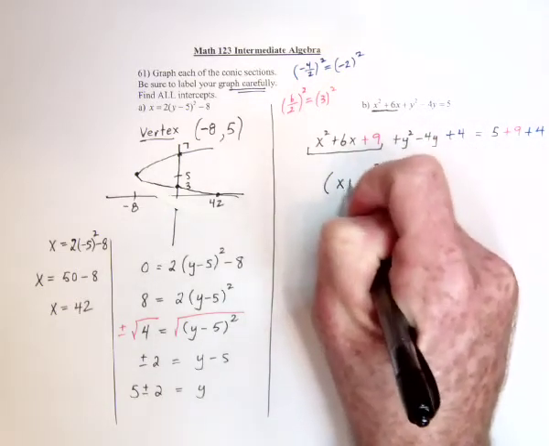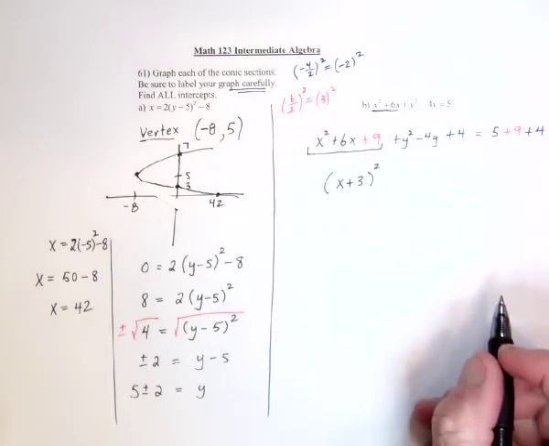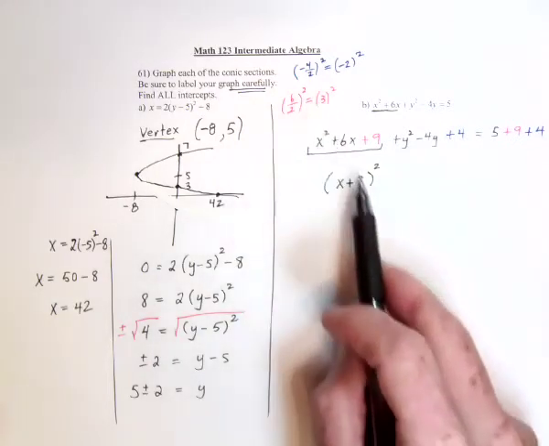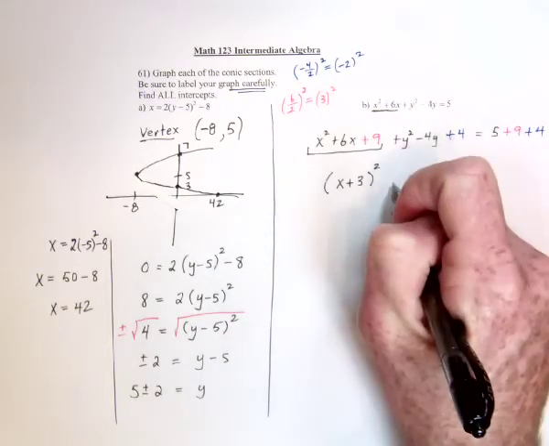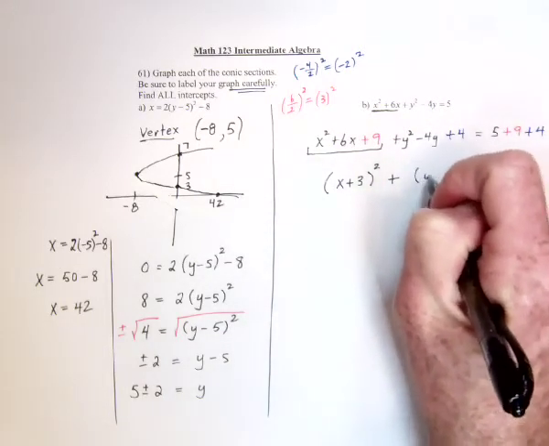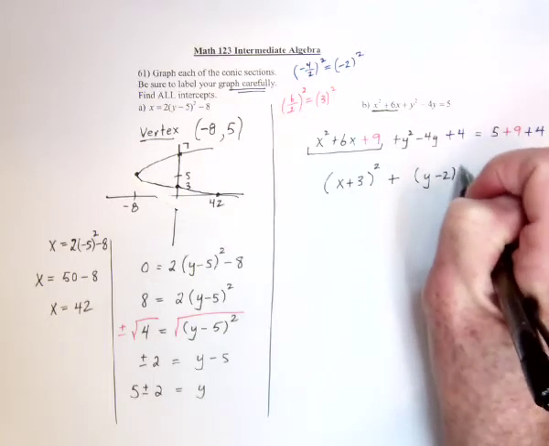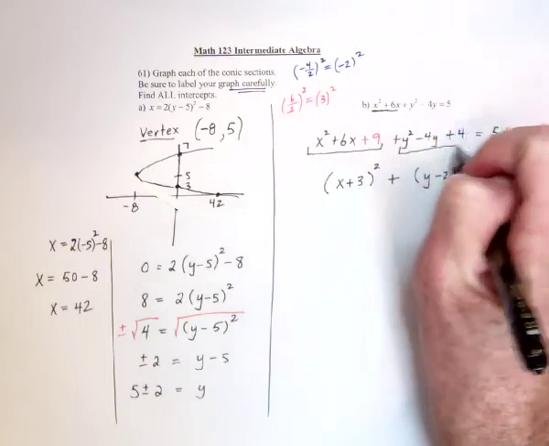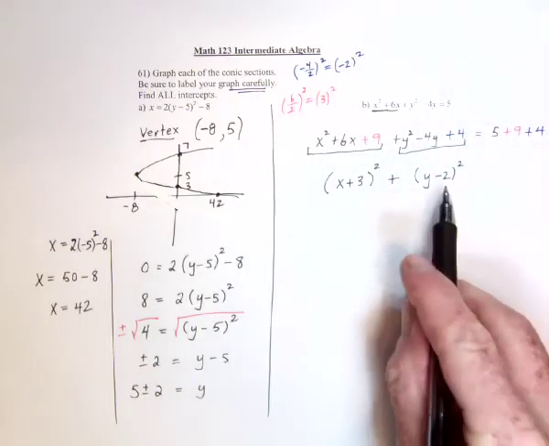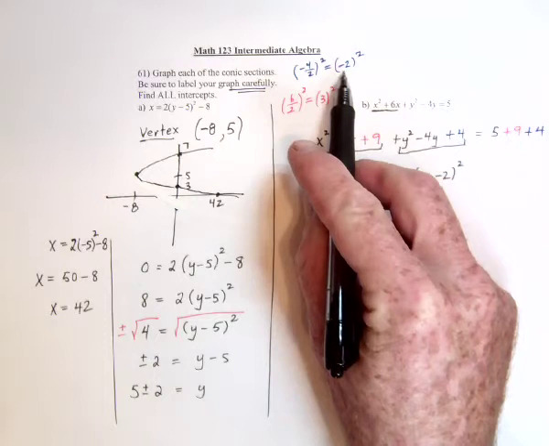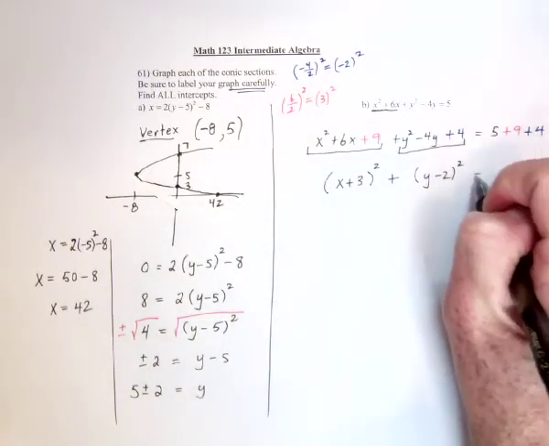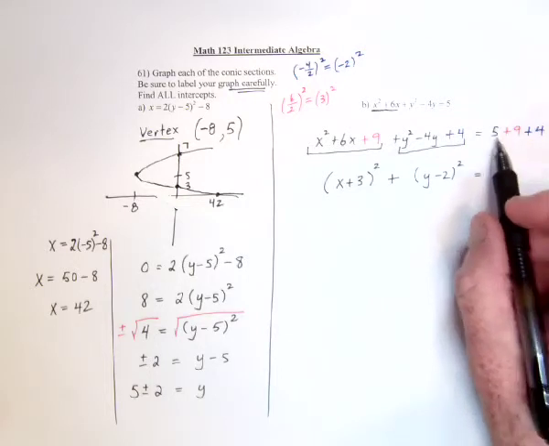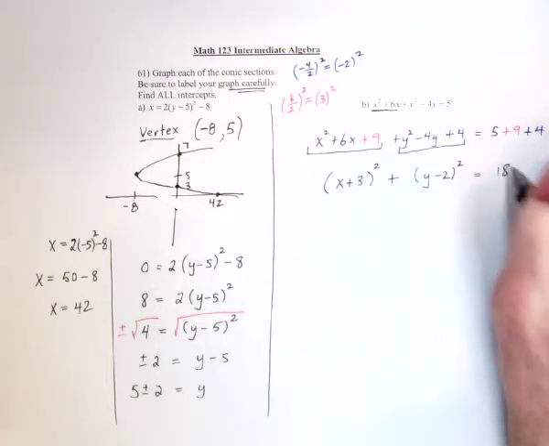In fact, it's going to be (x plus 3) squared. Whatever number was in the parentheses, that's what goes here. And then plus, for the y part, it would be (y minus 2) squared. If you multiply this out, it will equal these 3 terms. And that -2 is that -2 right there. And then this is going to be 14 and 4, which is 18.